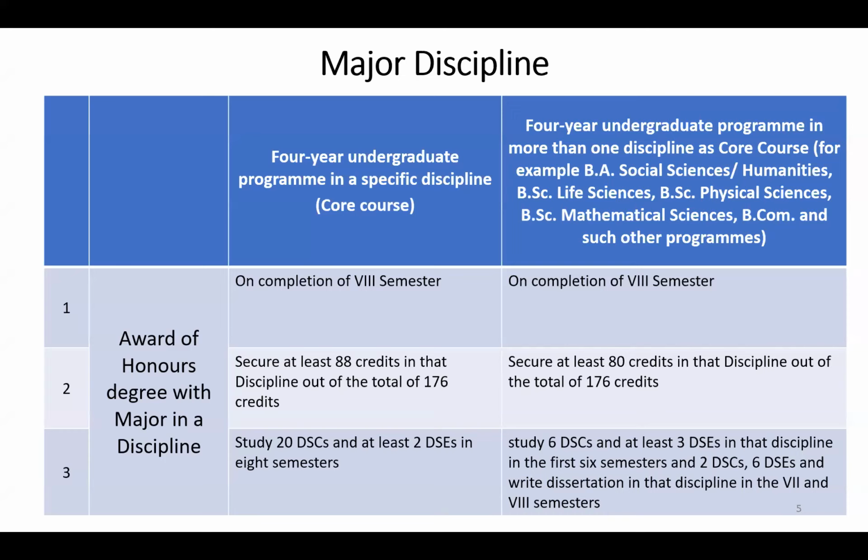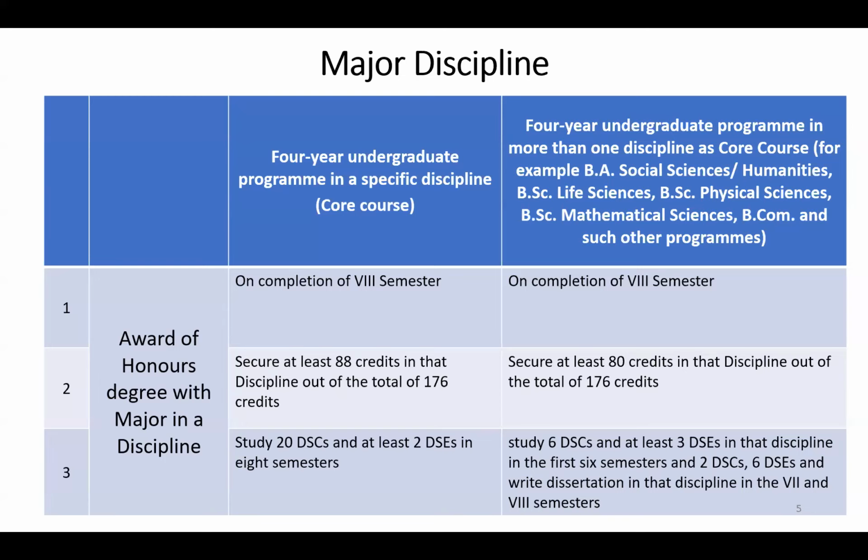So if your major is physics, let us say, I would request the other members of the orientation program to correct me if I'm wrong, that out of the total 176 credits that you have to accumulate after 8 semesters, at least 88 should be secured in your core discipline in which you are studying for the particular undergraduate degree. And in addition to that, you will have to study 20 DSEs and at least 2 DSEs in the 8th semester.